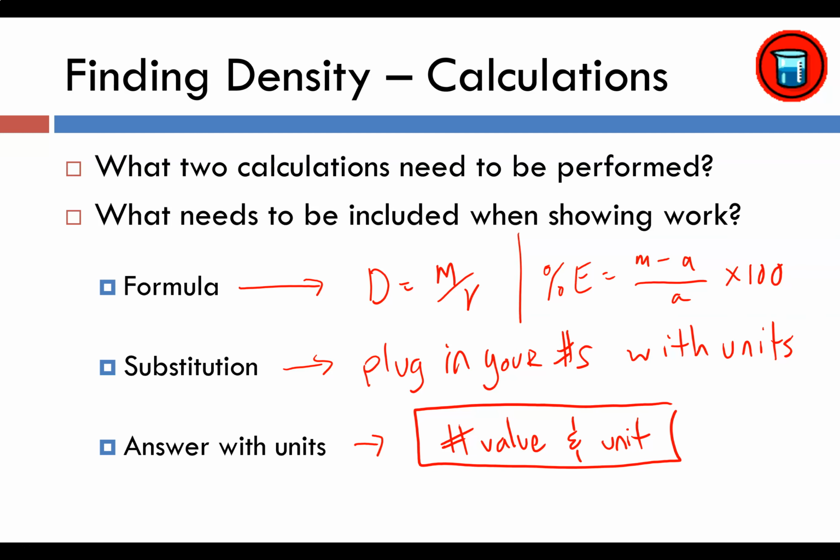Sometimes you'll see the percent error formula with absolute value bars around it. We do not use them in chemistry. Percent error can be negative, and it can be really helpful to know if you're too high or too low. That usually sends you to some different errors that could have possibly occurred.